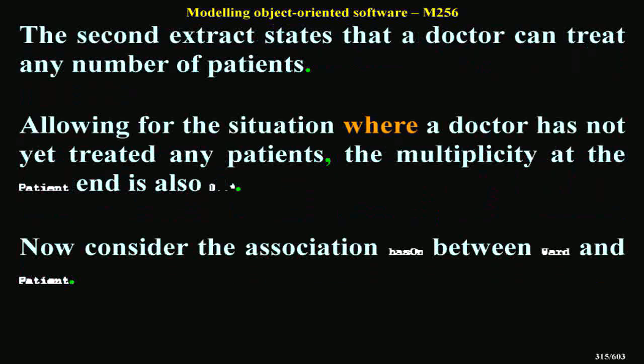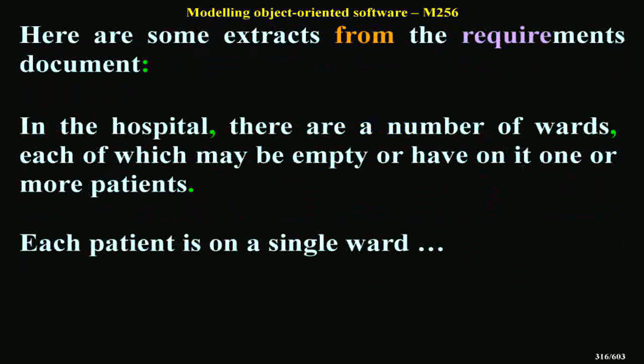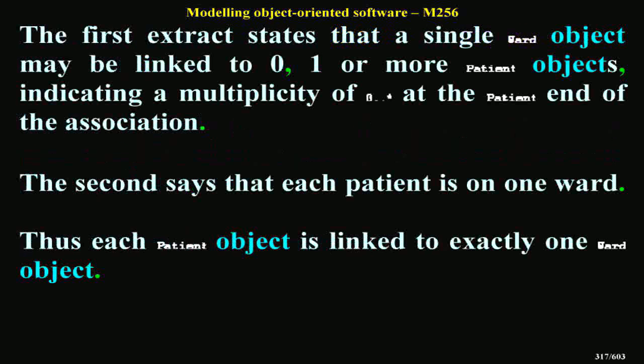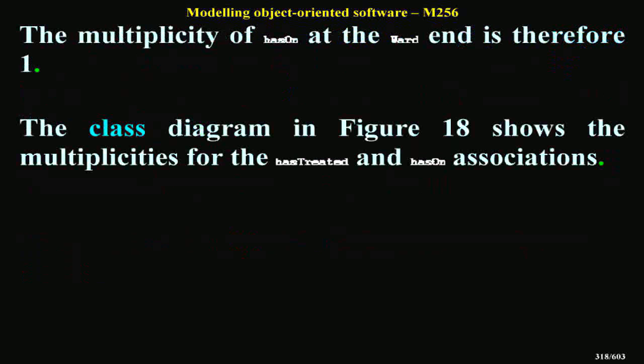Now consider the association between ward and patient. Here are some extracts from the requirements document. In the hospital, there are a number of wards, each of which may be empty or have on it one or more patients. Each patient is on a single ward. The first extract states that a single ward object may be linked to 0, 1 or more patient objects, indicating a multiplicity of * at the patient end of the association. The second says that each patient is on one ward. Thus each patient object is linked to exactly one ward object. The multiplicity of ward at the patient end is therefore 1.